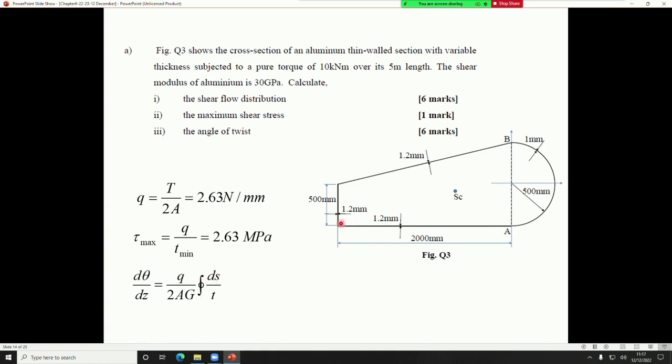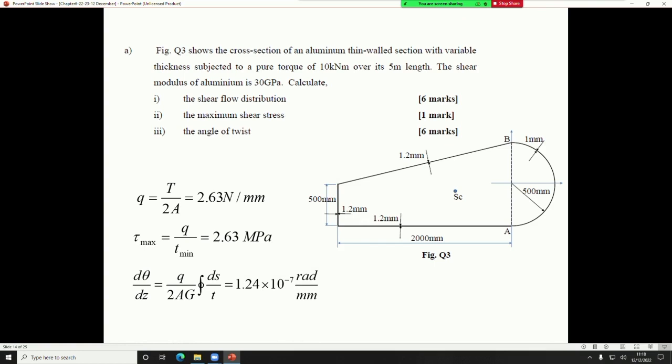So if I've got, say, the origin of the curvilinear coordinate system here, for ds over t, I just go round the section and divide the length of each panel by its thickness. So 2,000 divided by 1.2. Then this pi r is half the circle, pi r divided by 1. I find the length of this diagonal line divided by its thickness, the length of this vertical web by its thickness, and it gives me 1.24 times 10 to the power of minus 7 radians per millimeter.